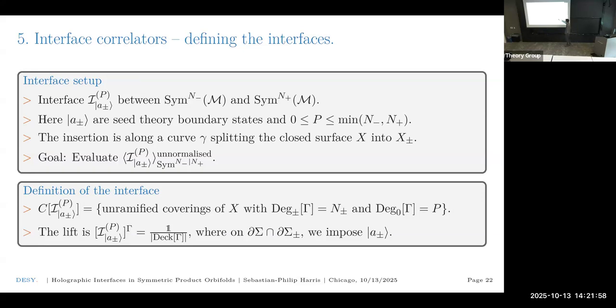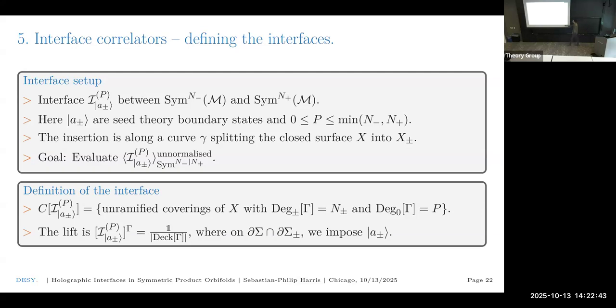And for this, I use the same approach as before. So I have to define a set of covering maps associated with these interfaces. And in this case, it's the set of all unramified interface coverings of X, which have degree of gamma plus and minus being exactly n plus and n minus, and whose degree of transmissivity, p, is exactly this additional label that the interface carries. And then I also have to define how the interface lifts along the covering maps, and that's again just going to be the identity operator weighted by the group of deck transformations.